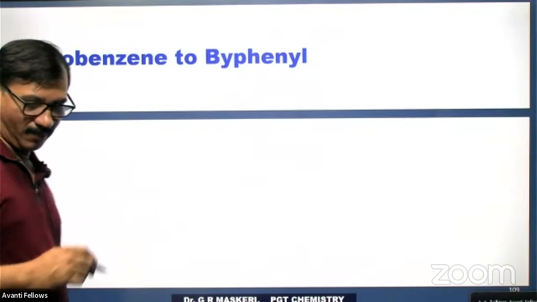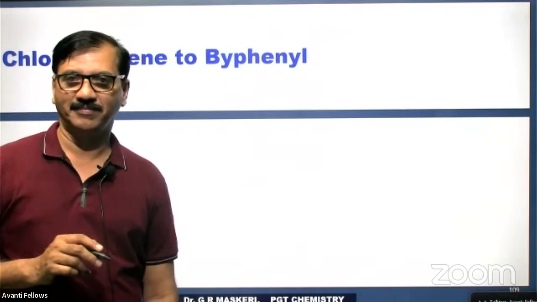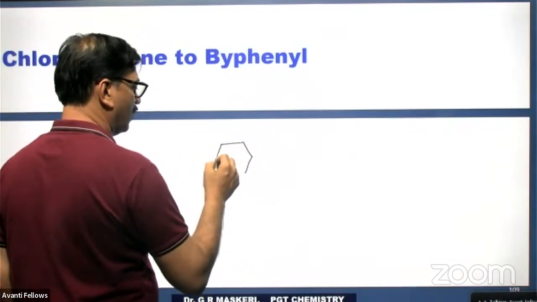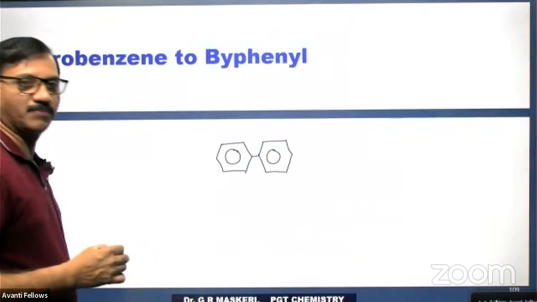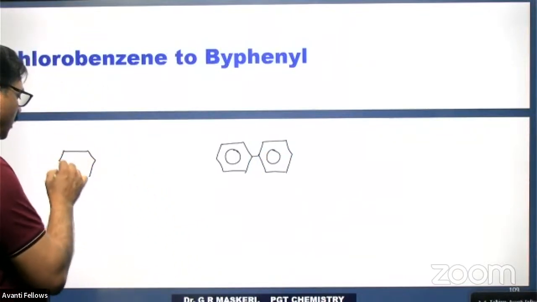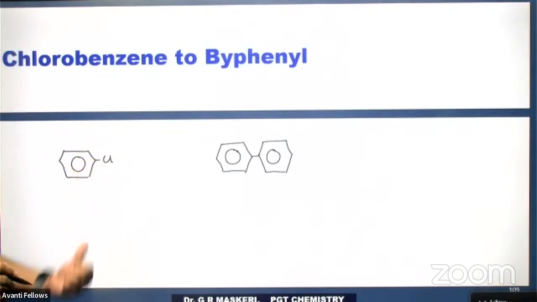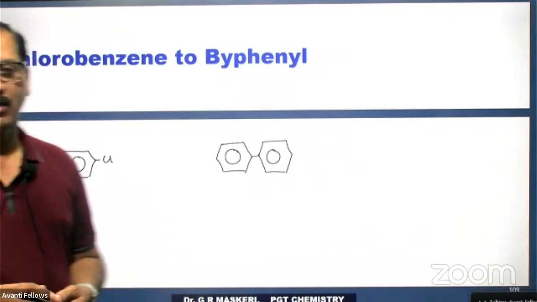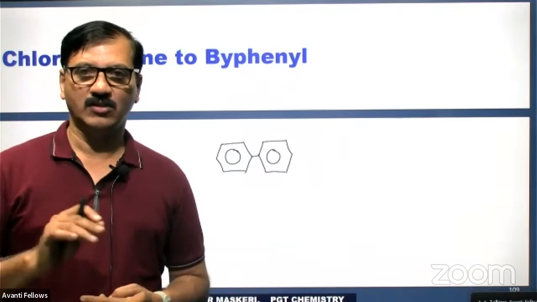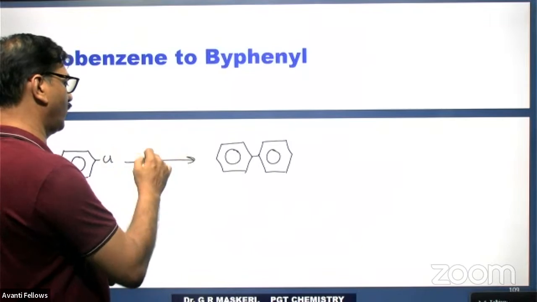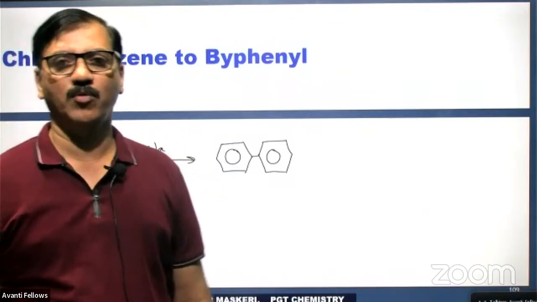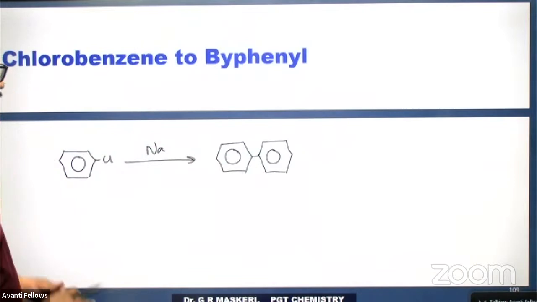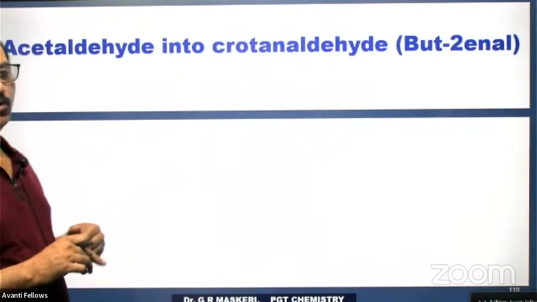Chlorobenzene to biphenyl. The question is difficult because what is the structure of biphenyl? Otherwise, it is easy. The biphenyl compound consists of 2 benzene rings. This is biphenyl. Okay, so the chlorobenzene is this. When you write these structures, answering the question will become easy. Therefore, structure has its importance, to write the structure of the compounds. Now this with sodium, 2 aryl groups are added. Where the carbon-chlorine bond is there, it becomes a carbon-carbon bond. So this is Fittig reaction. It is called Fittig reaction, right? It is possible.